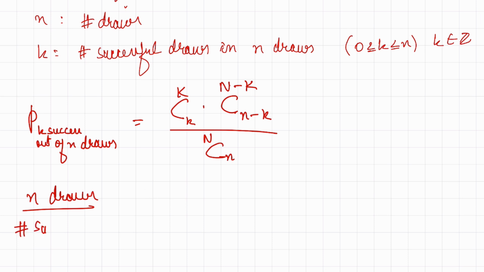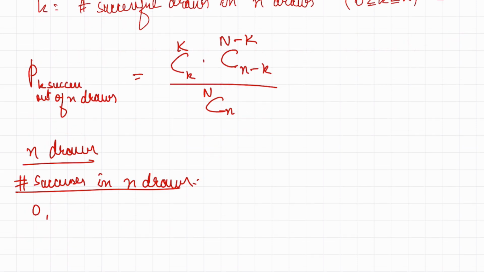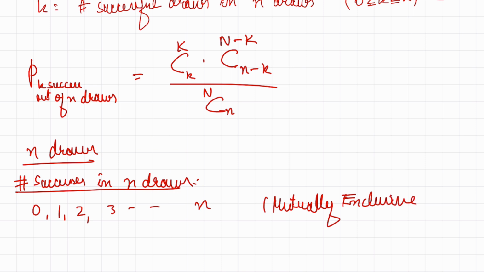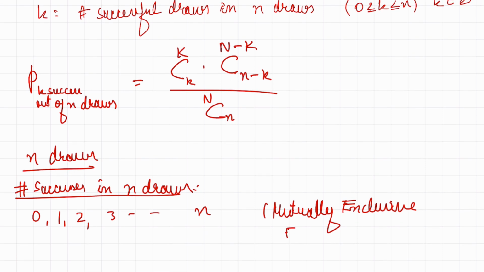What are the possible number of successes you can get in n draws? It can be either 0, it can be either 1 or 2, 3, all the way till n. Either you won't get any successful item, you get just 1, or you get 2, or you get all successful items. One of them, again, they're mutually exclusive events. Because let's say if you took a draw and you got 4 successful items, that's all you got. You can't have 3 or 2 at the same time. And they're also exhaustive events.